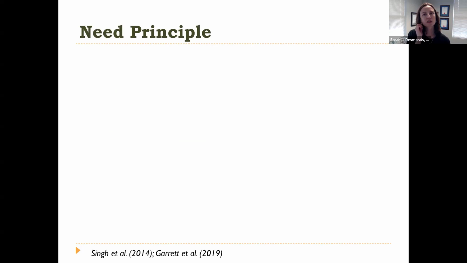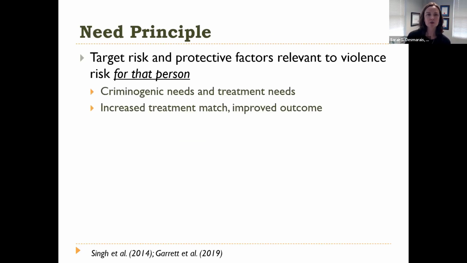Okay, so moving on to the next two principles. The need principle is very simply that you target the risk and protective factors that are relevant to violence for that person. And there's going to be a handful of risk factors. The risk assessment instrument, whatever one you use, will include a whole lot of risk assessment factors that, on the whole, research shows are relevant to violence. But it doesn't mean that they're all relevant to violence for that person. So part of this is coming up with a very person-centered understanding of risk.